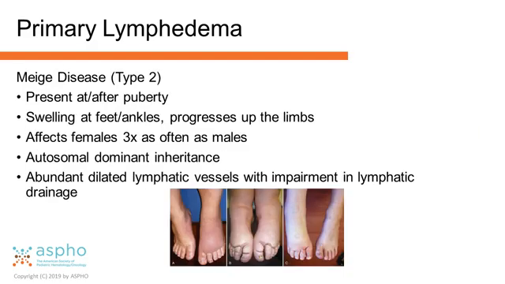Meige disease is hereditary lymphedema which appears later, usually at or after puberty, affecting the feet and the ankles, and associated with autosomal dominant inheritance. And pathophysiologically it is associated with dilated lymphatic vessels, with impairment in drainage.